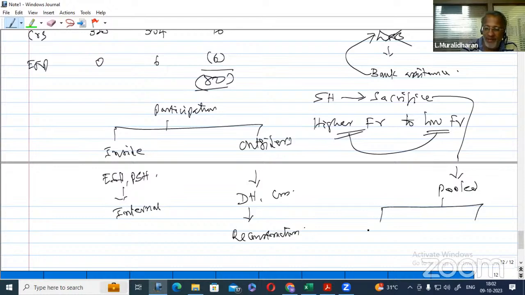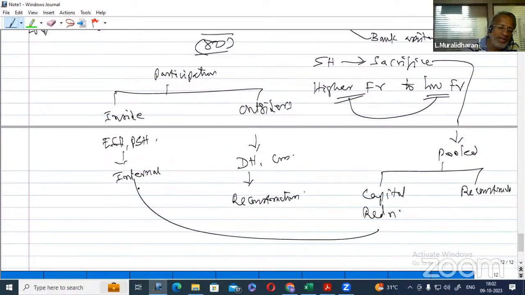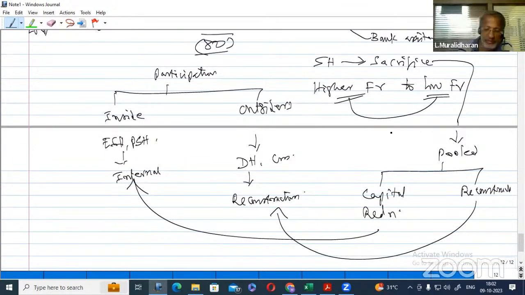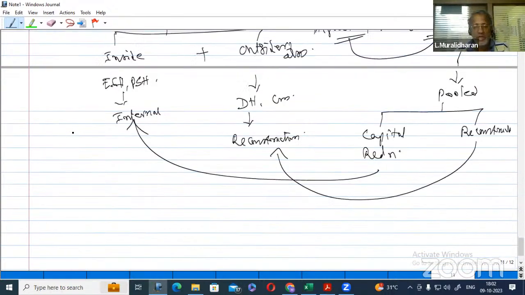Either in capital reduction account or reconstruction account. Capital reduction is for internal and reconstruction is for when outsiders also participate. So don't get the impression only when outsiders participate it is reconstruction. It is not like that. So both insider and outsider, then it is reconstruction. Correct?